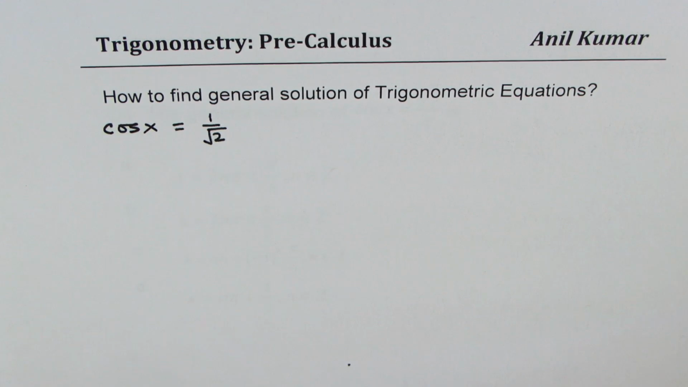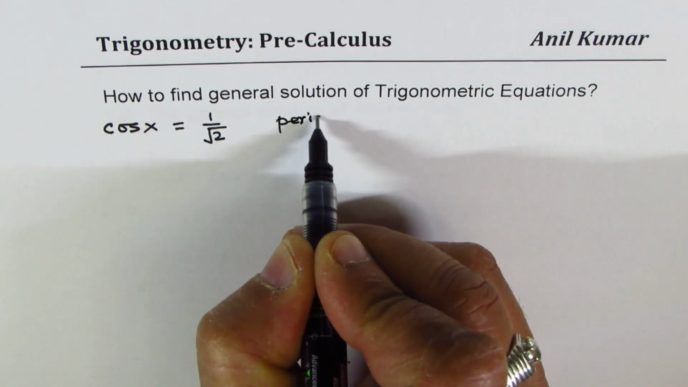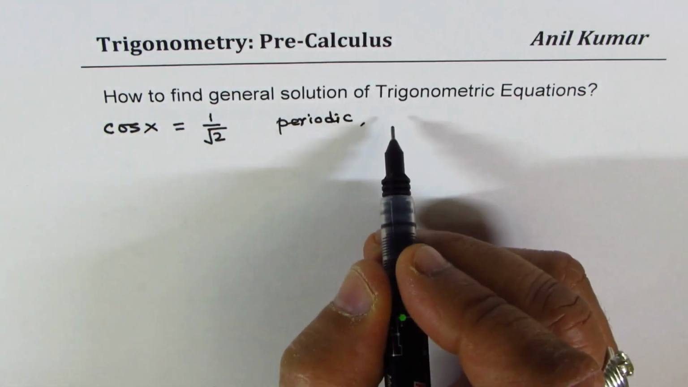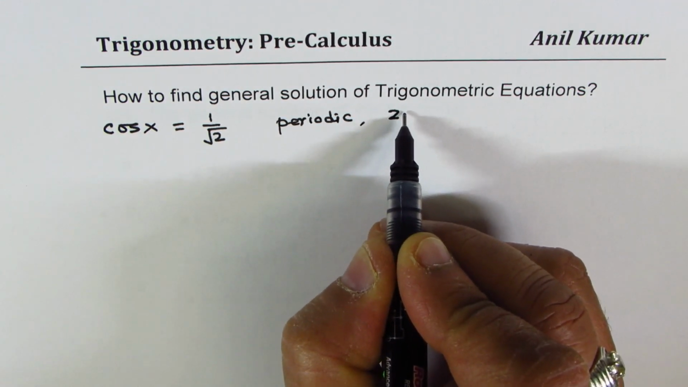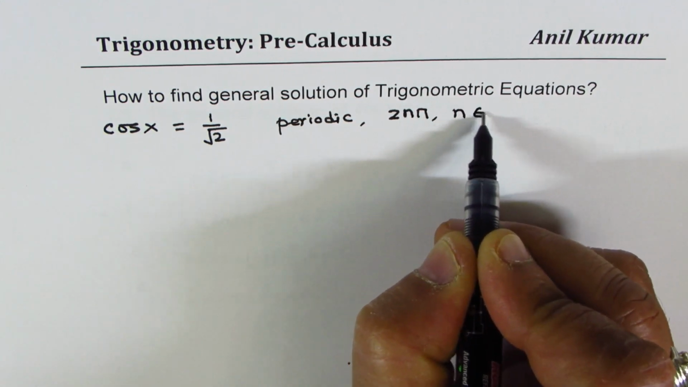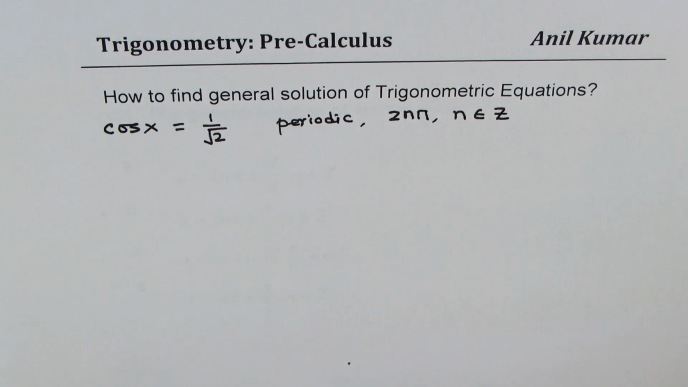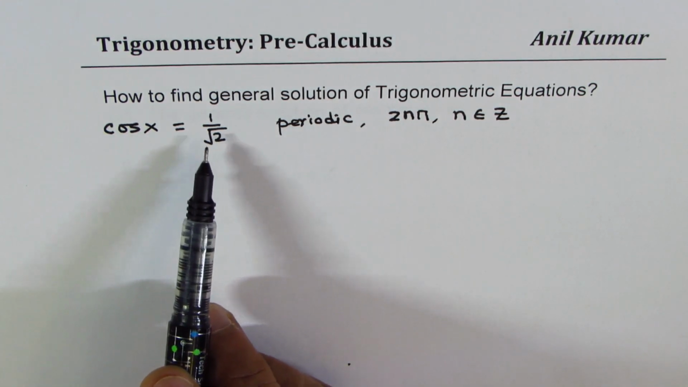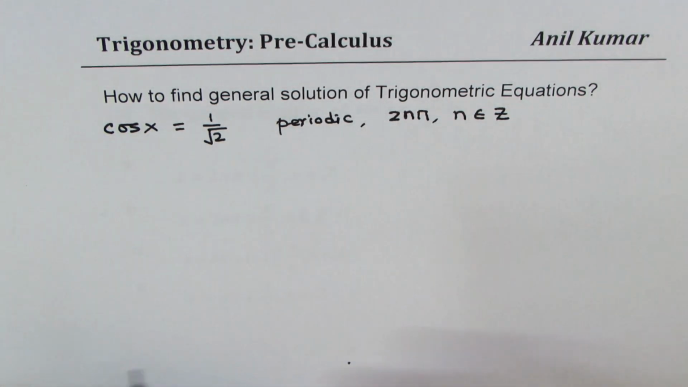Now, as you know, cos x is a periodic function, right? And it repeats after every 2 pi. So we can say 2n pi, where n belongs to the set of integers, right? So in general, we can write like this. So the solution of this function will be repeated after every one cycle of 2 pi.